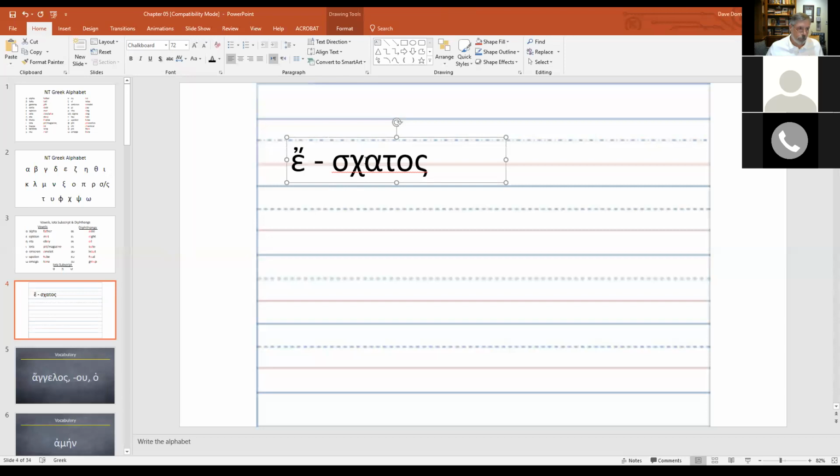The alpha, correct. Alpha. Right there. And the omega. And the omicron. Omicron. Right. The omega would look like this. That'd be the omega. Yeah. Okay, that's all right.